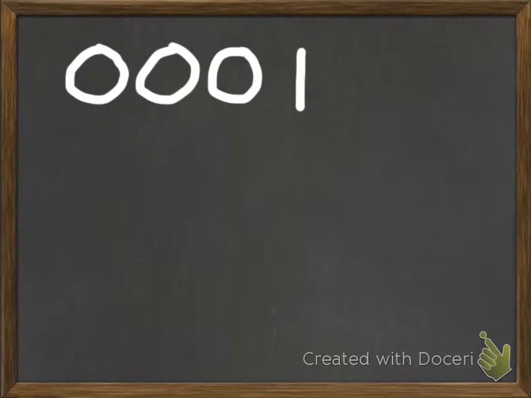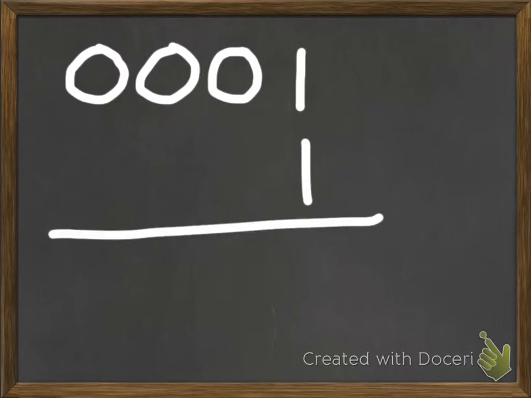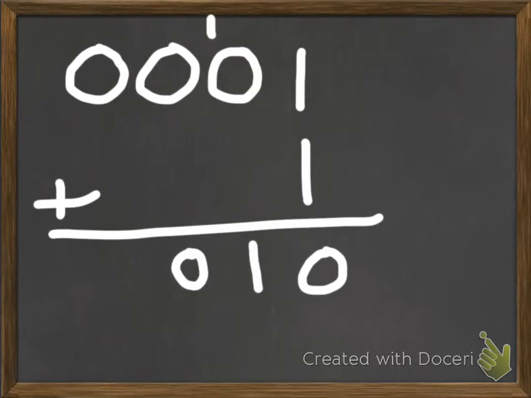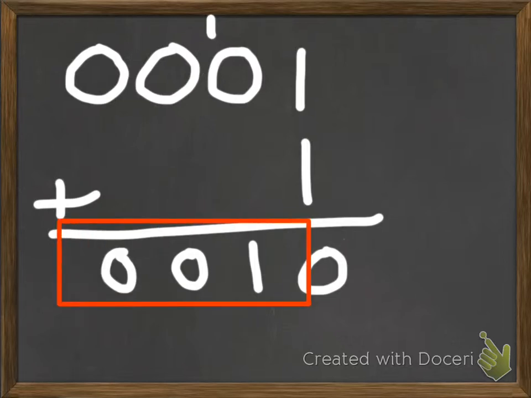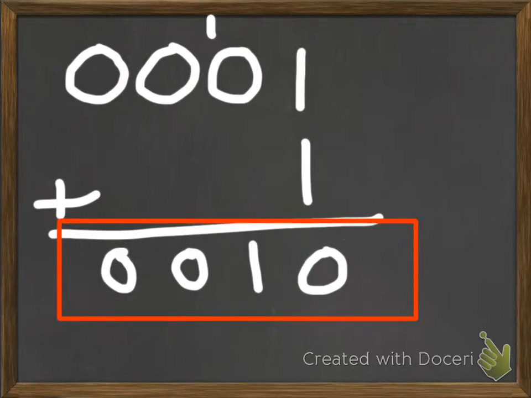So if you were to add a 1 to this binary number, and if you don't know how to add binary numbers yet, please check out my other video, but for the sake of proving a point here, I'll just go through it real quick. So we add a 1 to this, then this 1 will carry over, and then it'll be this. So this right here will be our 2's complement.